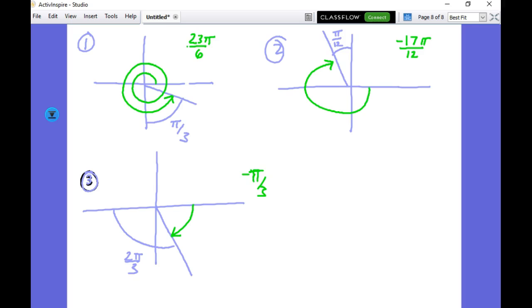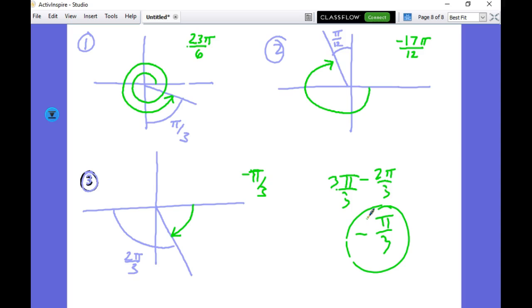So how you would do 3 is you have to understand that half of a circle is how much? Pi, right? So if I take 2 pi over 3 away from pi, what's left is what I want. So pi minus 2 pi over 3, I need a common denominator, and I end up with pi over 3, but since it's going clockwise, it's negative pi over 3.